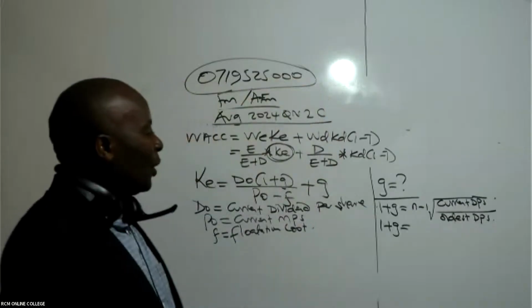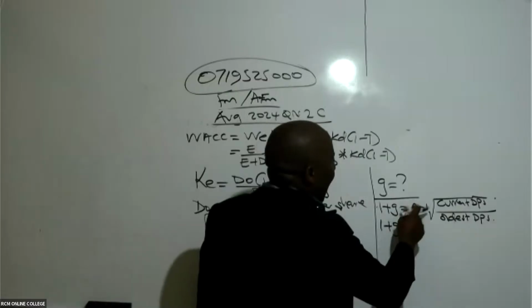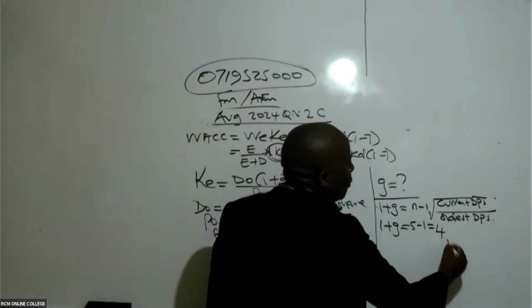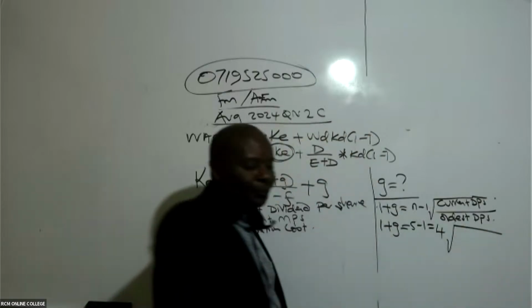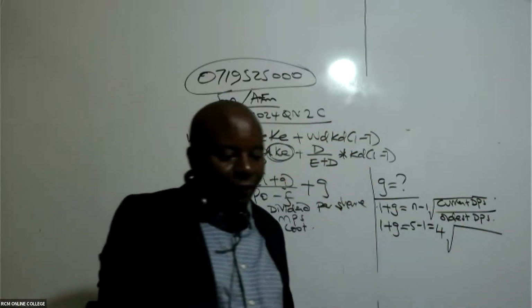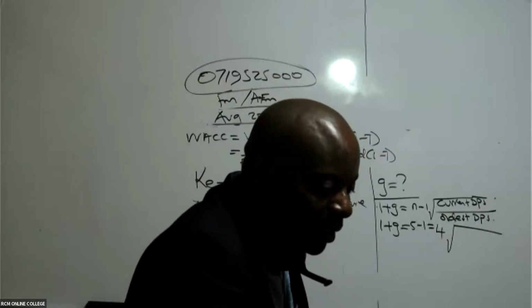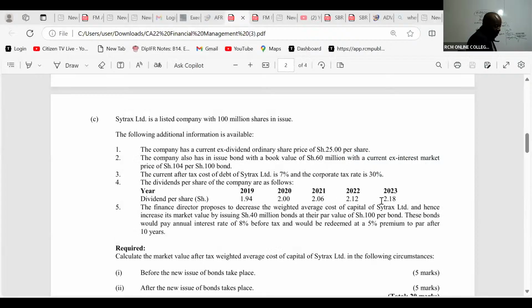So we shall talk about, ladies and gentlemen, we have here n is 5. So it will be 5 minus 1, which equals 4. So it will be the fourth root of the current dividend. You look at your dividends table, you'll be able to see the current. 2023 is the most current year. The current dividend here is 2.18. The oldest is 1.94.